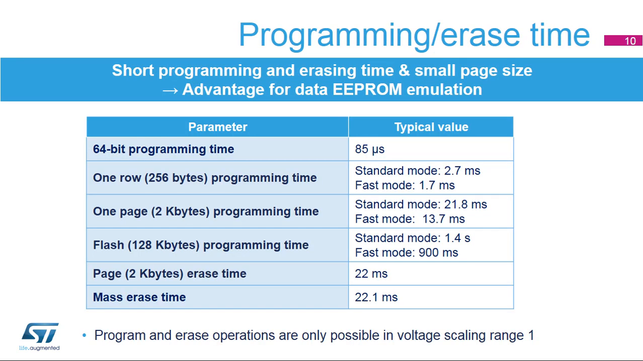Fast programming is 37% faster than standard mode programming. Mass erase time, meaning a 128k byte erase operation, approximately takes the same time as a page erase.